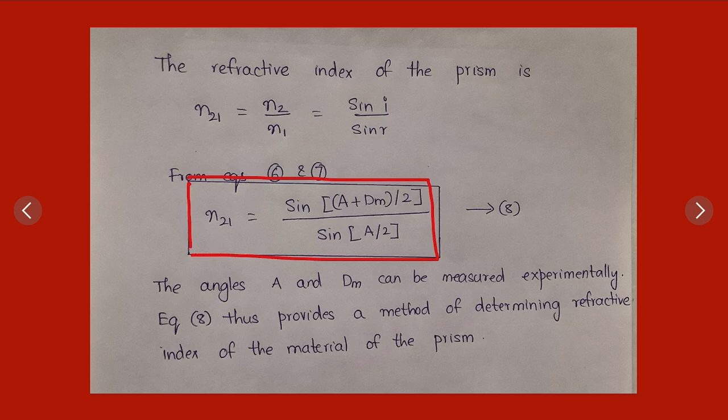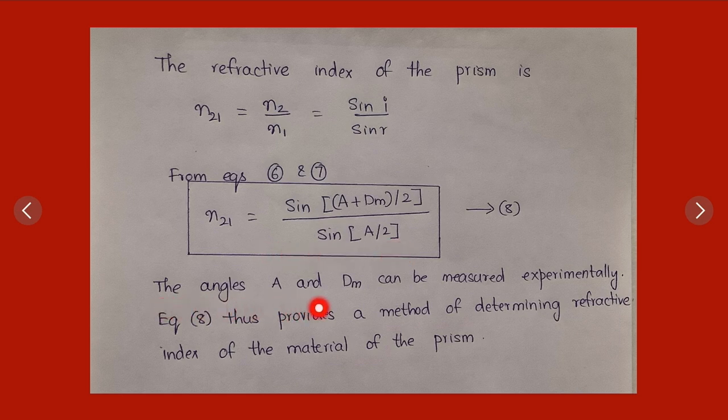Okay. So, this is one of the most important derivations which you have to learn. It may be asked for 3 marks or 4 marks or 5 marks with a numerical. So, learn carefully. Refractive index of the material of the prism n21 is equal to sin (A plus Dm) by 2 divided by sin A by 2.